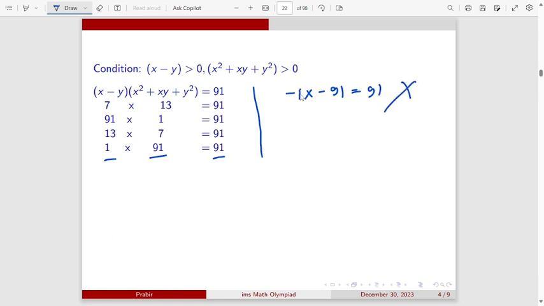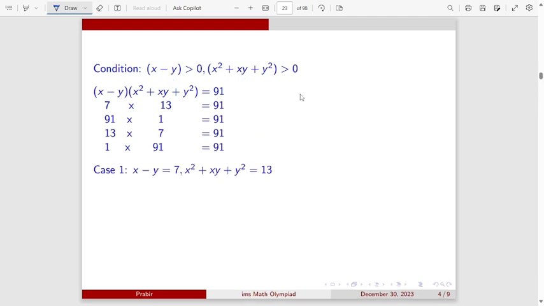Why? Because we strictly say that the first term should be greater than 0 and the next term should be greater than 0. Okay, so that's why this type of thing will not appear in our case. So now we have 4 cases.